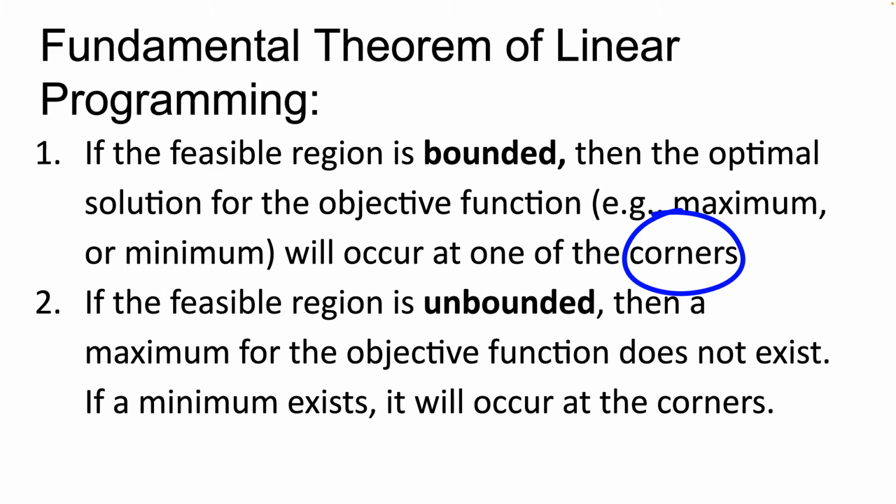If the feasible region is unbounded, then the objective function will not have a maximum. It could have a minimum. If it has a minimum, it will occur at one of the corners. That means that locating the corners of our feasible region is extremely important. Let's look back at our first example and identify the corners of the feasible region.